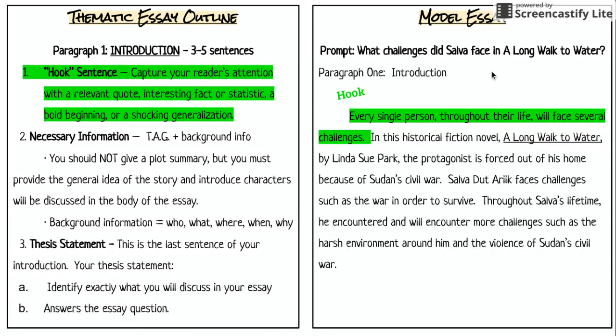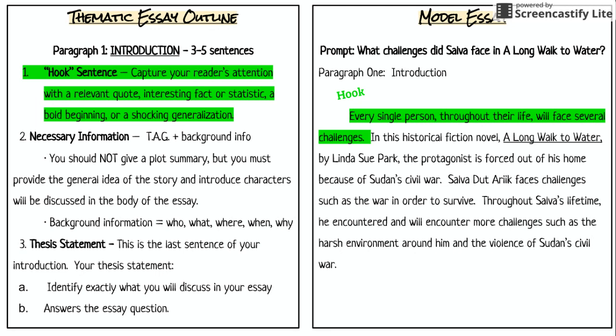So let's start with step 1. Let's take a look at what a hook sentence is. If you're looking at your left-hand screen, in green it says a hook sentence captures your reader's attention with a relevant quote, interesting fact or statistic, a bold beginning, or a shocking generalization. So this is an example of a model hook. Every single person throughout their life will face several challenges.